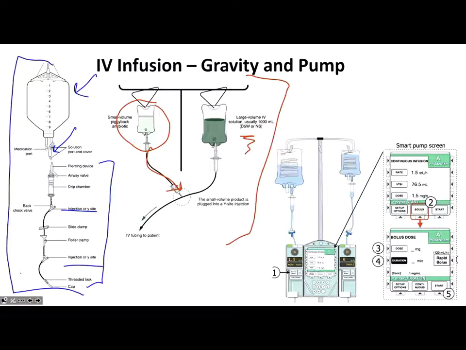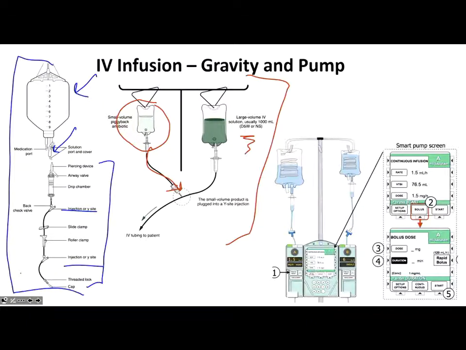That's called intermittent IV therapy. Intermittent meaning you need some IV drugs, but you only need it every so many hours, okay? Versus continuous IV therapy, where you do need to have an IV product that's running into the person at some rate continuously the entire time, okay?